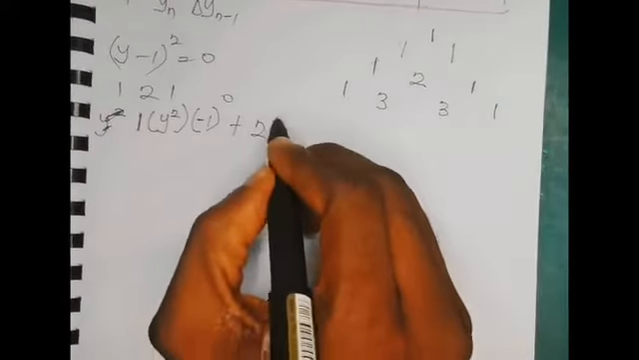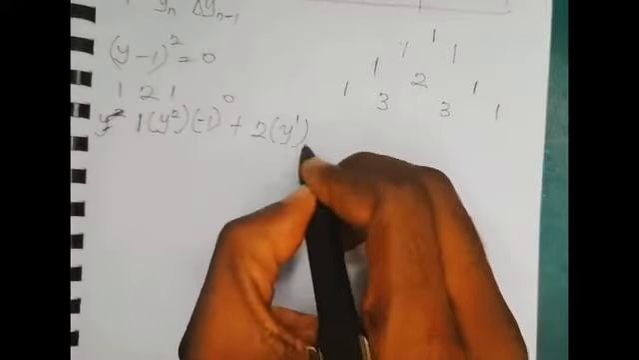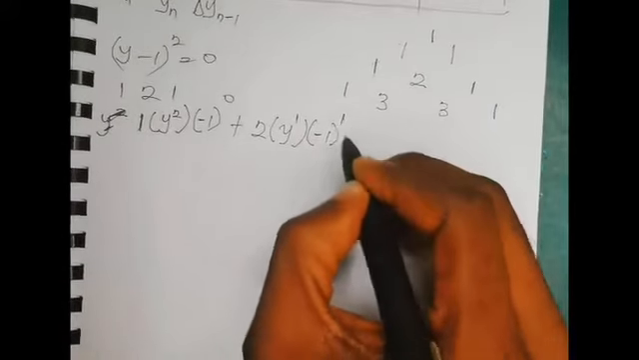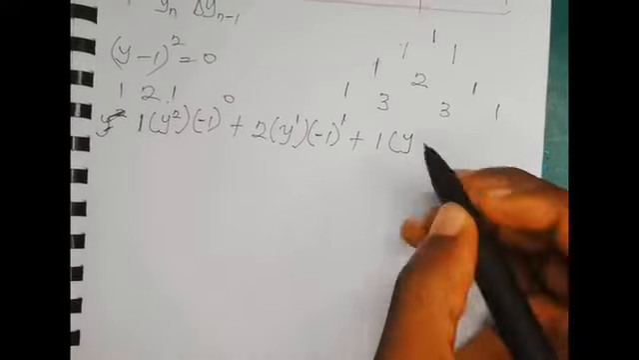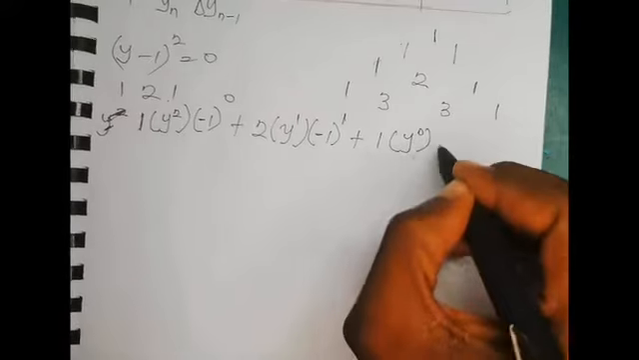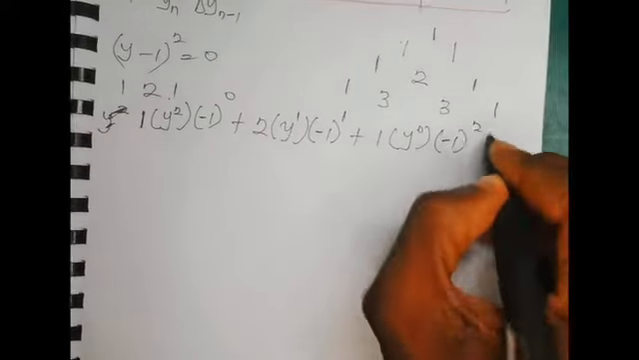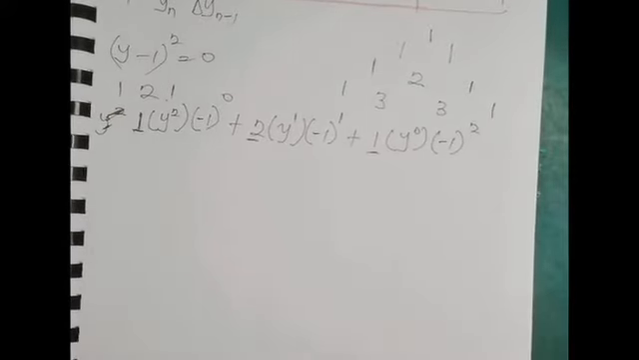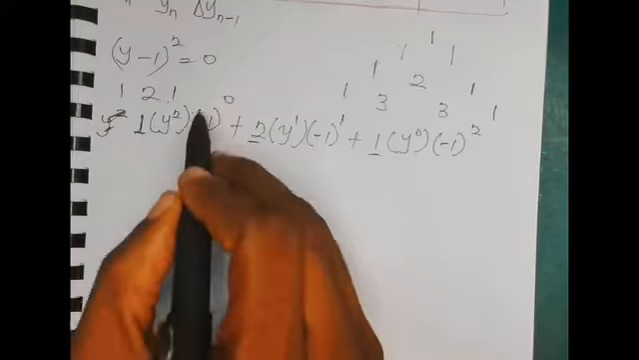You have 2 times y to the power of 2, y will now drop to the power of 1, again times negative 1 will now increase by 1. It was 0 here, it becomes 1. Plus, finally you have 1 times y, which now drops from 1 to 0, times negative 1 to the power of 1 will now increase by 1, it becomes what? 2. So you observe we have 1, 2, 1, which is the second power from Pascal's triangle.